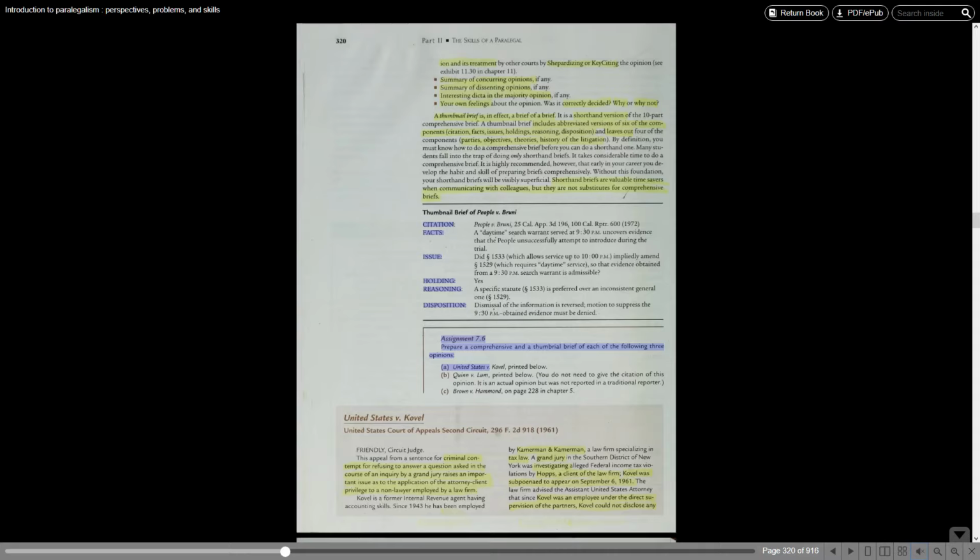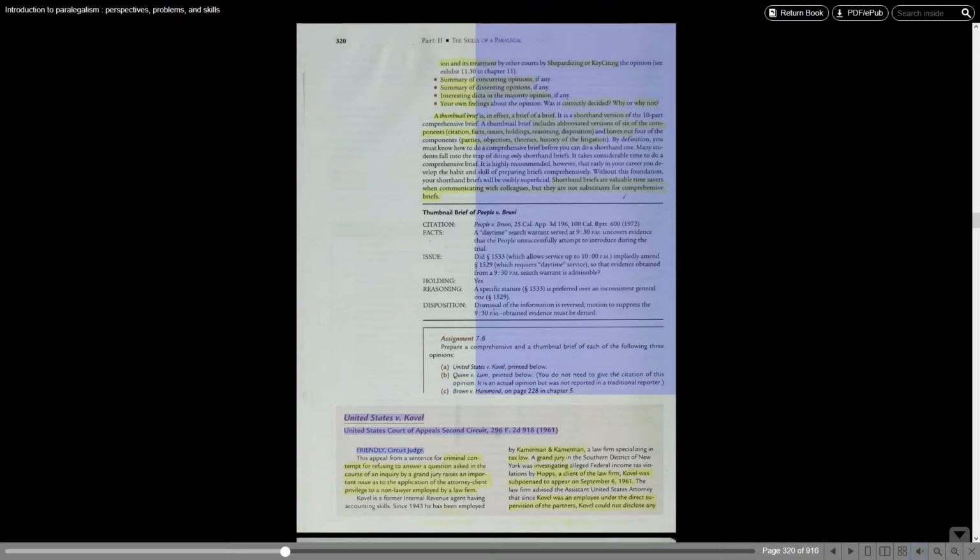Assignment 7.6. Prepare a comprehensive and a thumbnail brief of each of the following 3 opinions. A. United States v. Koval, printed below. B. Quinn v. Lum, printed below. You do not need to give the citation of this opinion. It is an actual opinion, but was not reported in a traditional reporter. C. Brown v. Hammond, on page 228 in Chapter 5.